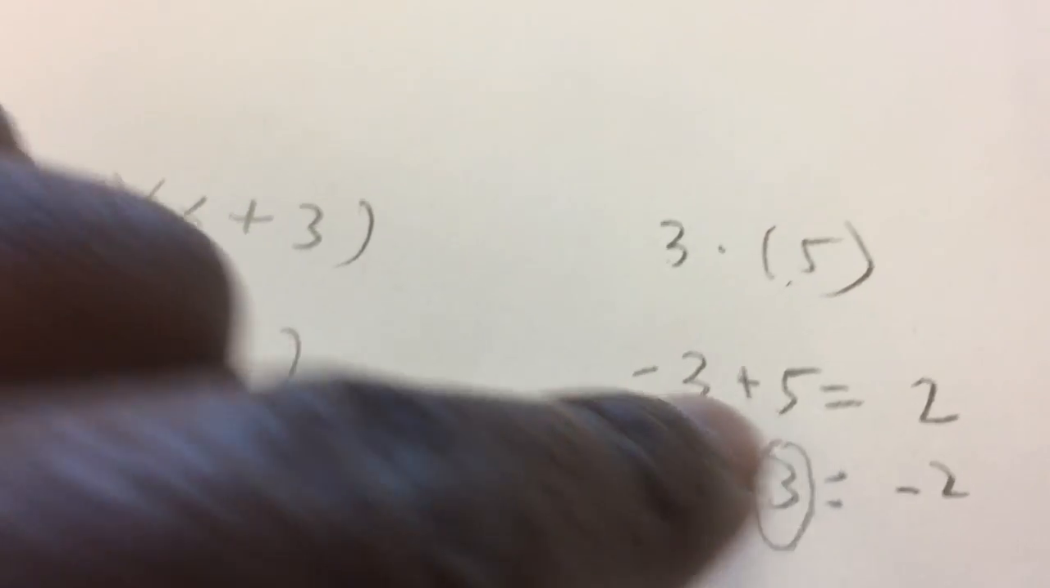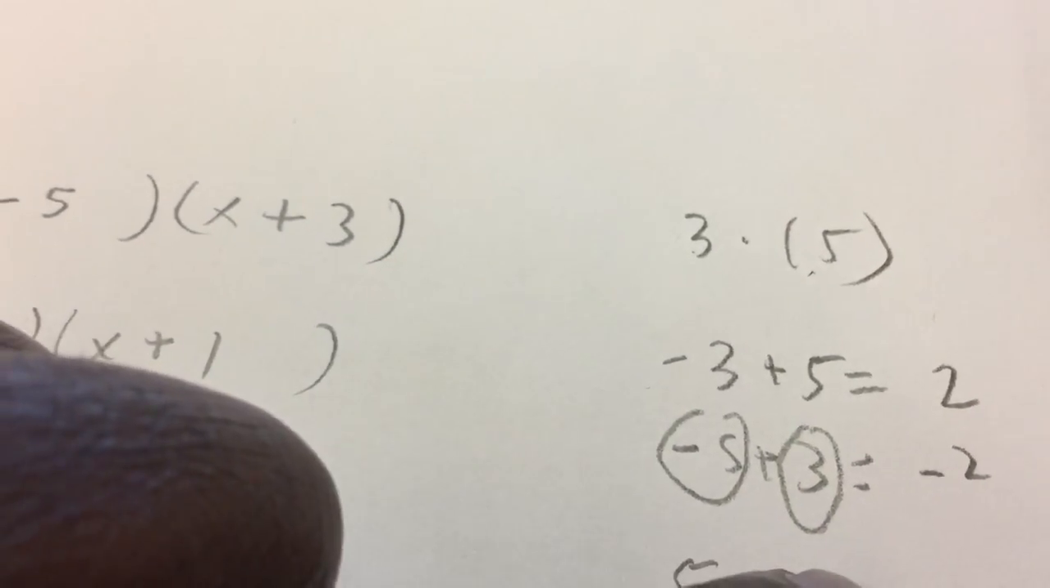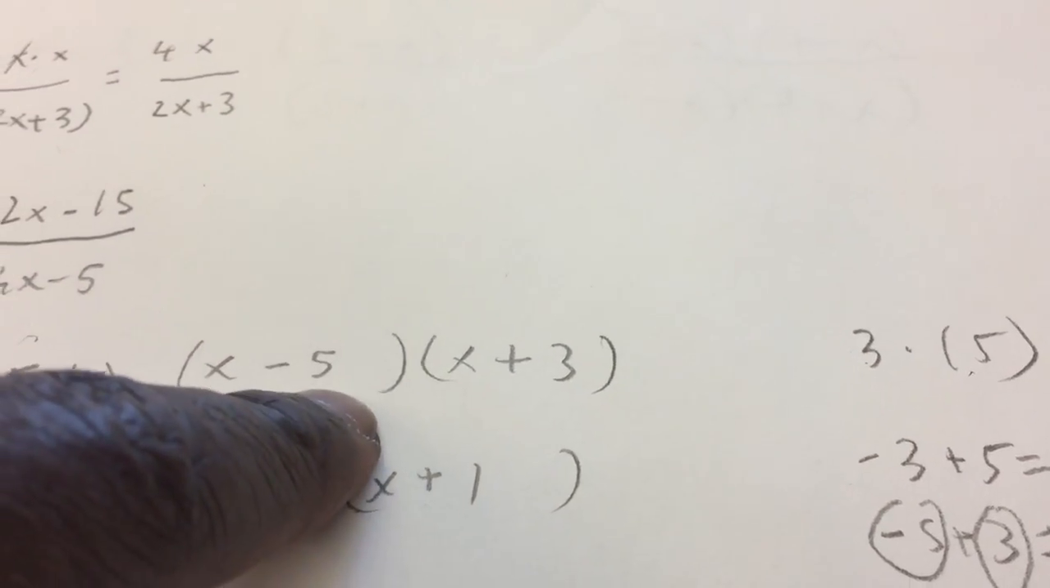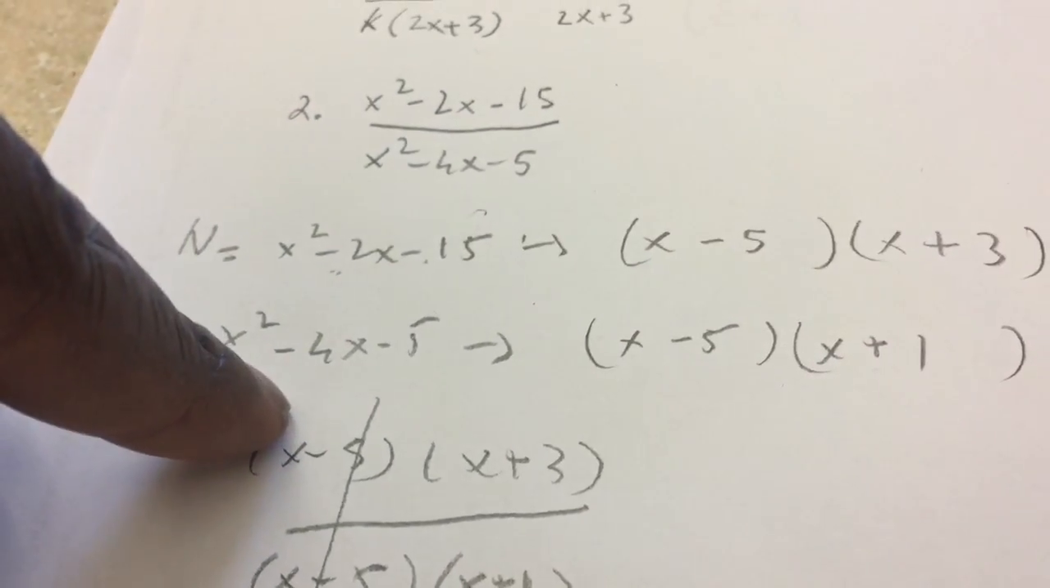That's not going to work. But negative 5 plus 3 is negative 2. So that works. So we go back and we rewrite the expression as x minus 5 and then x plus 3. That's for the numerator. And then for the denominator, we repeat the same steps.